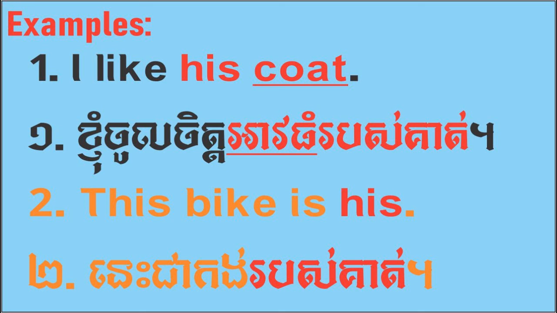Number 2. This bike is his. Okay, his stands alone. It is used alone. It doesn't have to be used in front of a noun. That's rule number 2. So you look at the word his on line 2. It doesn't stand or get used before a noun. But actually, his has a possessive pronoun plus a noun in there. It doesn't show, but it's in there. So rule number 2 said you use his alone. You don't need to use his in front of a noun. Okay?